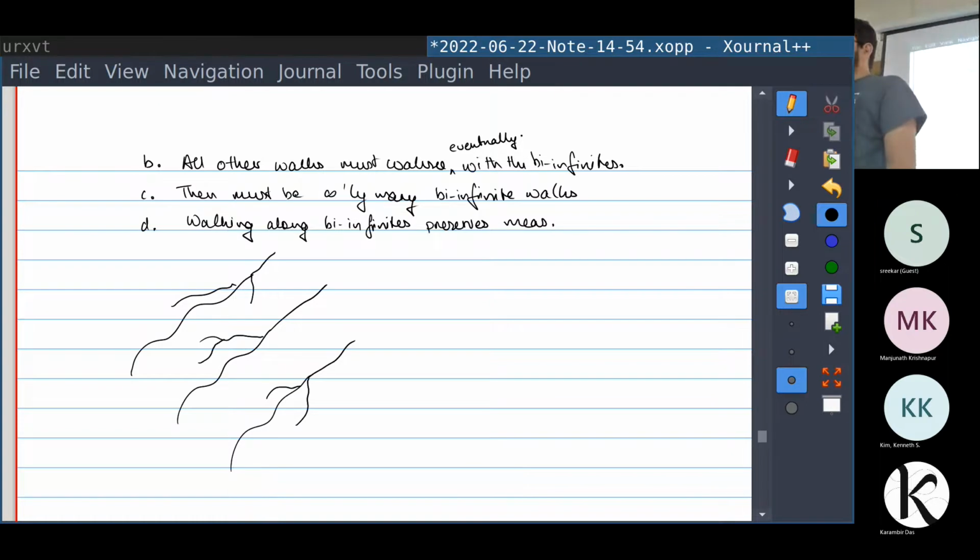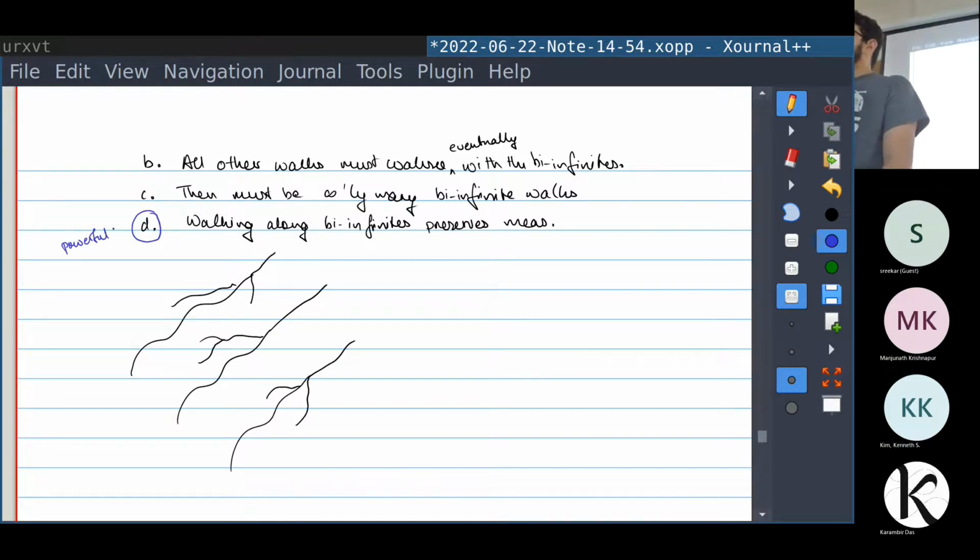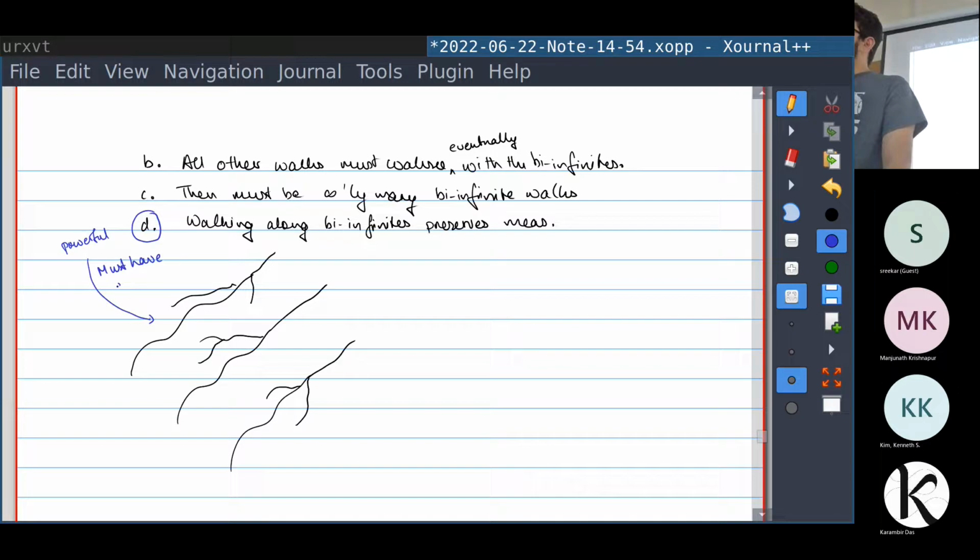And so this point D, I've hidden lots in this, but this is very powerful. For example, it tells you that these bi-infinite walks must have asymptotic direction.